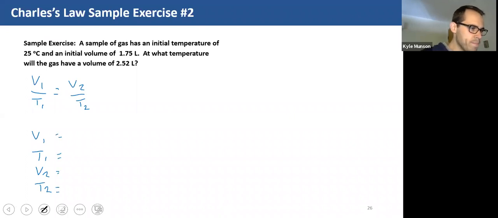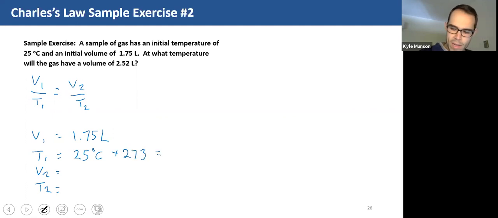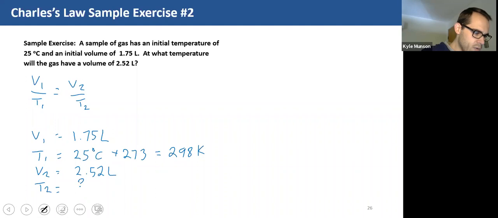Okay, so V1 is 1.75 liters. It has an initial temperature of 25 degrees Celsius. And remember, I have to convert that to Kelvin. So we're just going to add 273 to that. And when I do that, I get 298. Okay. And then for V2, I get 2.52 liters. And I don't know T2, right? At what temperature? What is the final temperature?